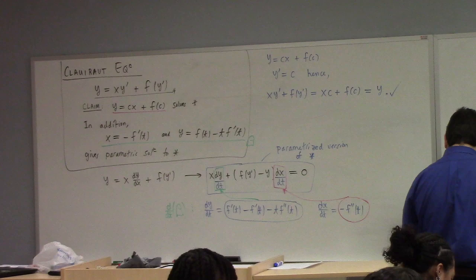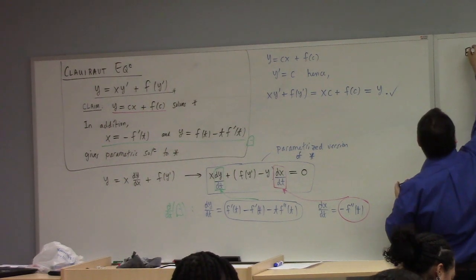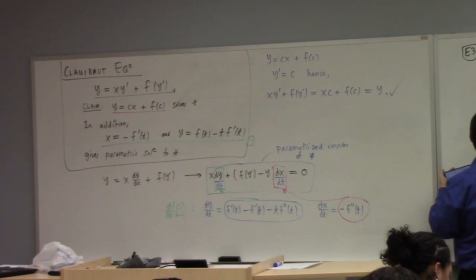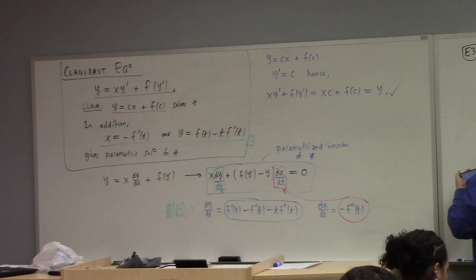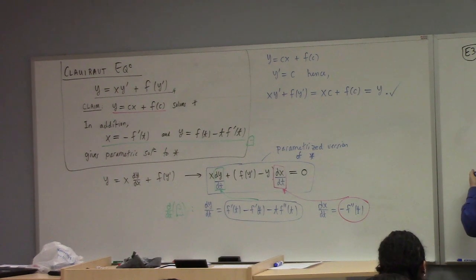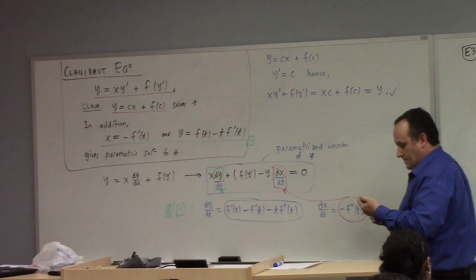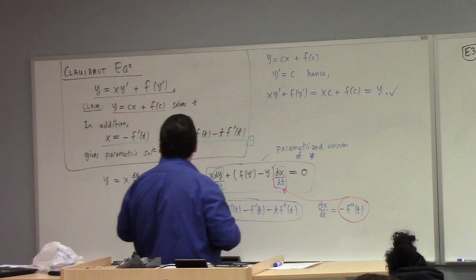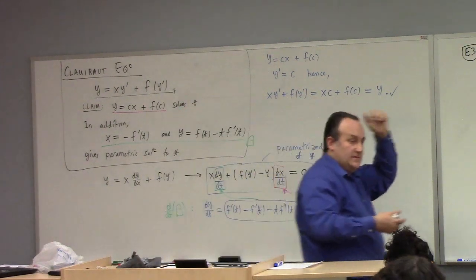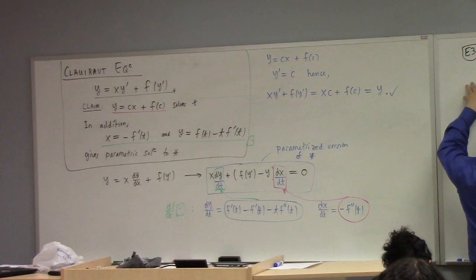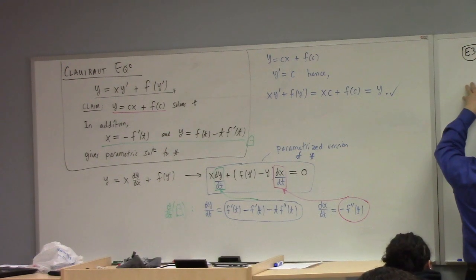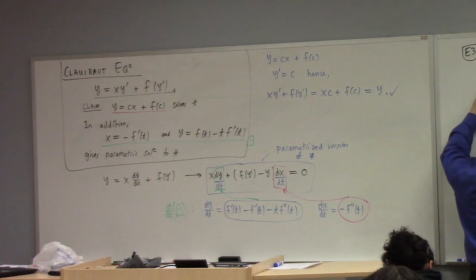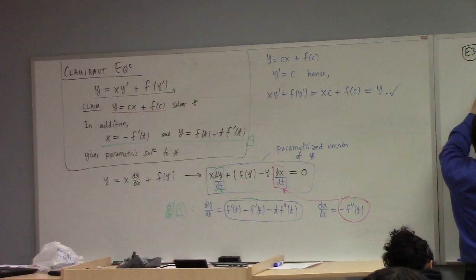Here we go. This is example 3. We have y equal to x y prime plus 1/2 y prime squared. So this is, in fact, a Clairaut equation, right? I can't spell this stupid thing. Anyway, you got it. Clairaut equation.